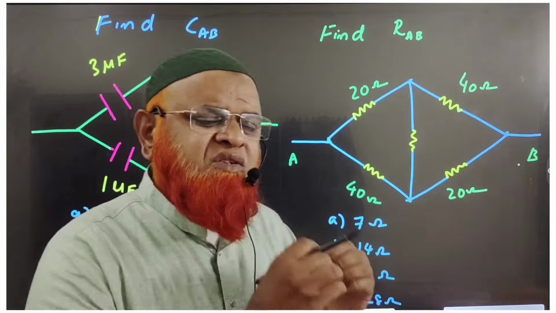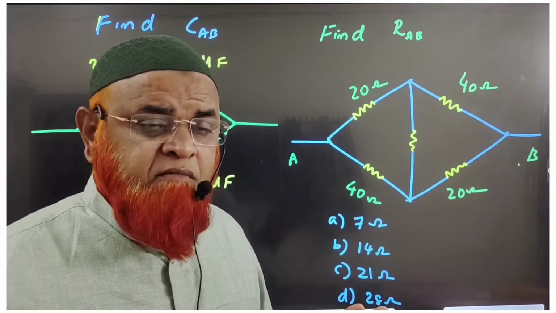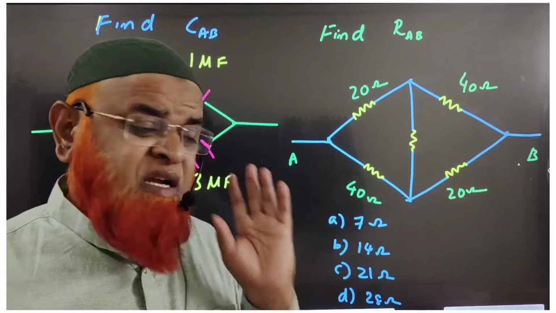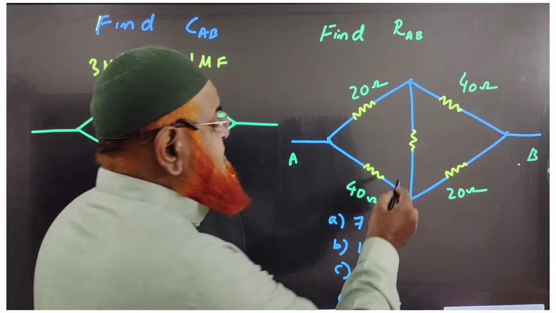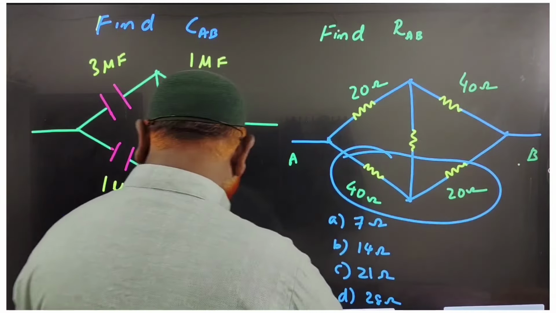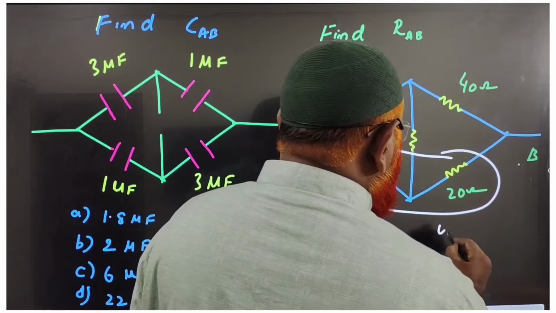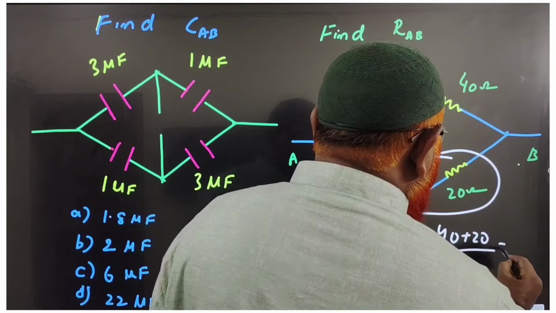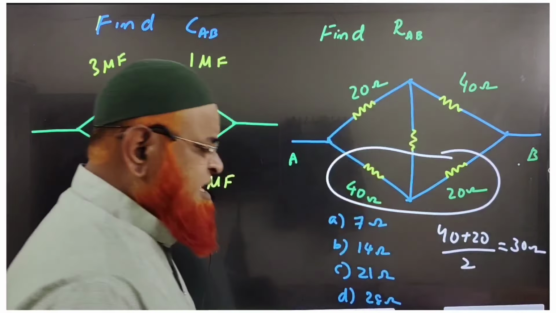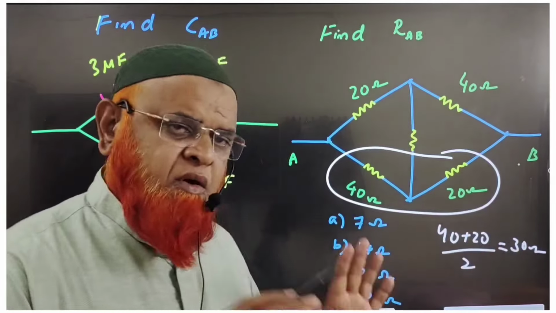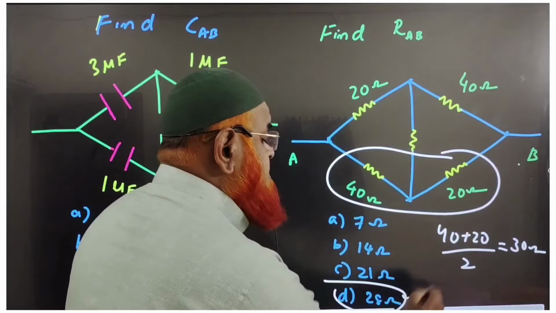In such cases, you can just refer to any book. It's a very lengthy method given. But I have got a simple logic, and a magical logic it is. What do you have to do? You just find the average of these two. So, if you find the average of these two, that is 40 plus 20 by 2, how much is it going to be? 30 ohms. Select the option which is very close to 30, your answer will be almost correct. I mean 100% correct, not almost.